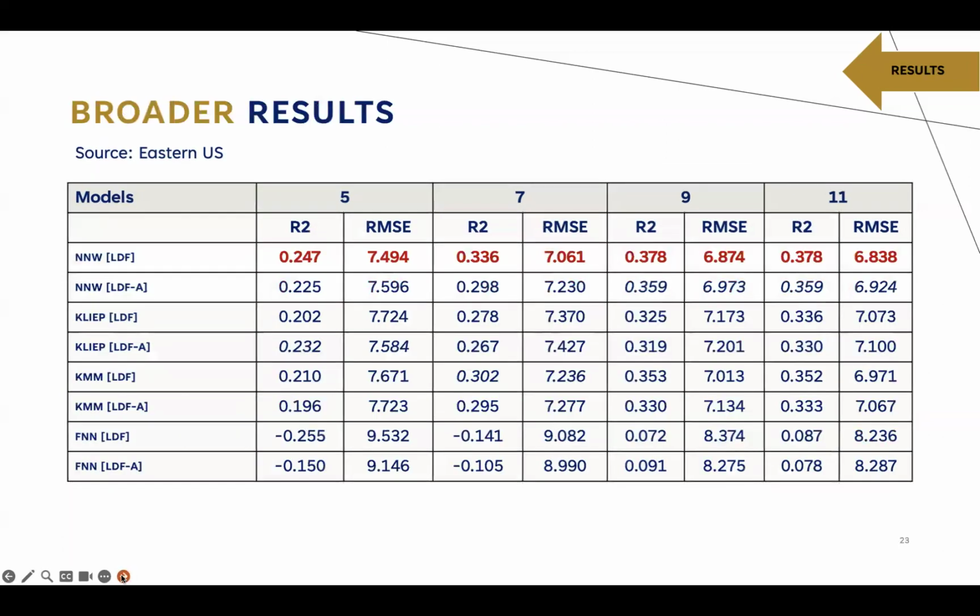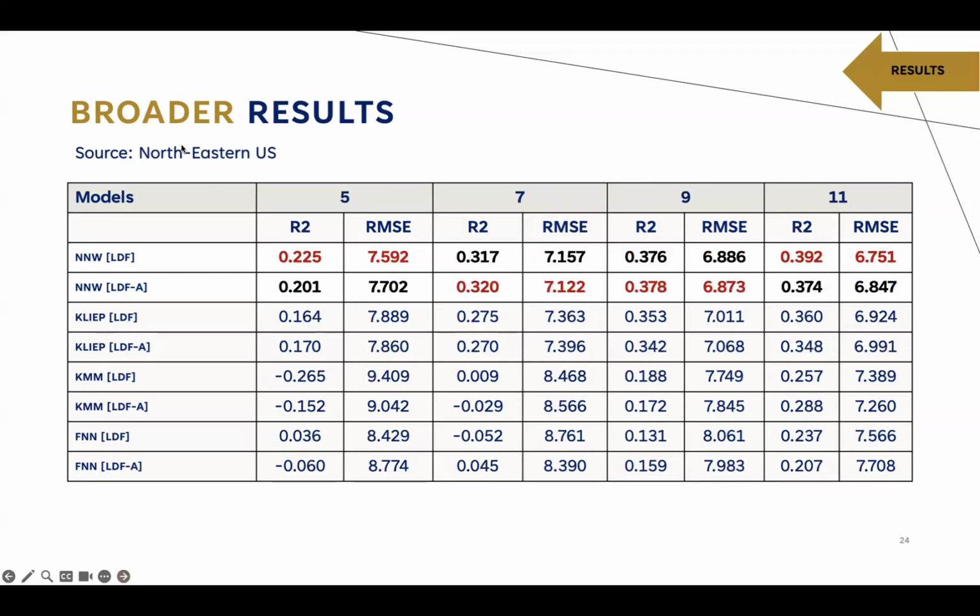Okay. Also, just to touch base with the broader results, when we compared NNW-LDF and LDF-A with the remaining transfer learning models, we see that NNW-LDF is the clear winner when Eastern United States is used as the source data set. And similarly, when Northeastern United States is used as the source data set, NNW-LDF and LDF-A are clearly performing better than the remaining transfer learning models.